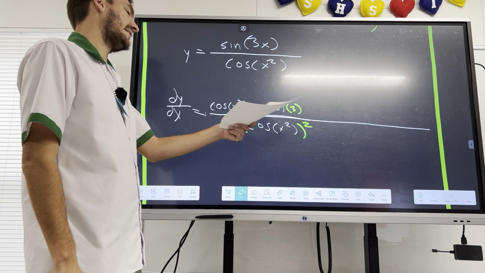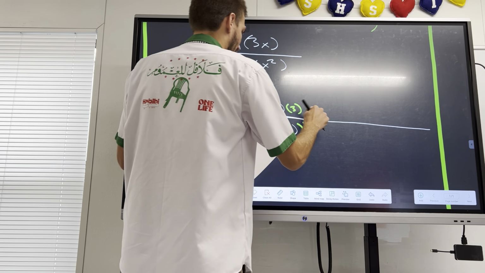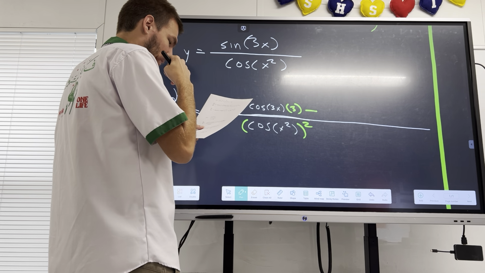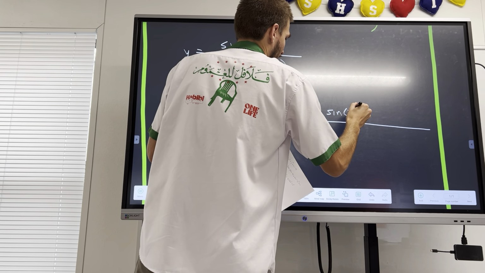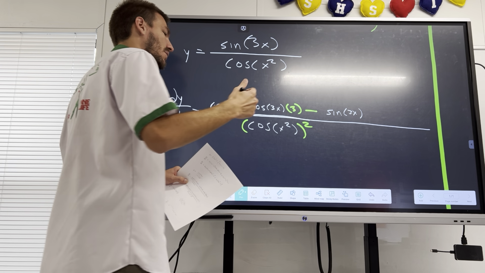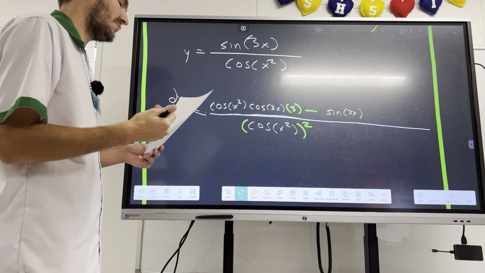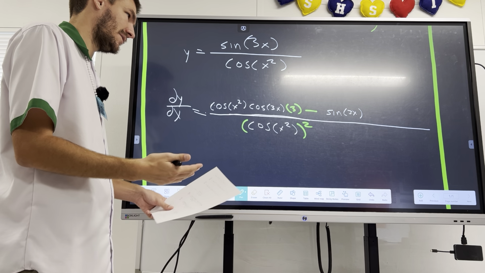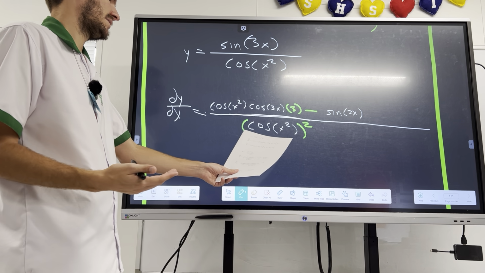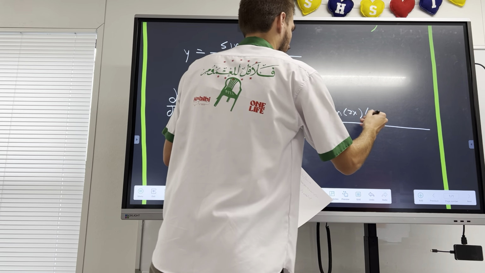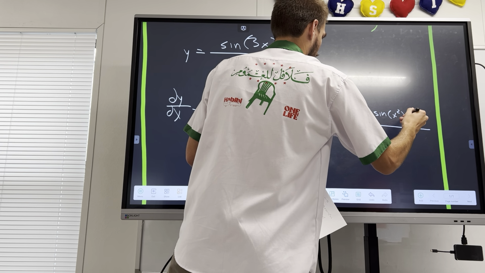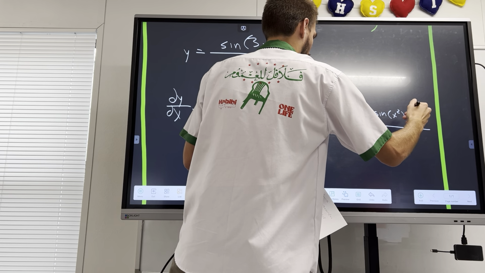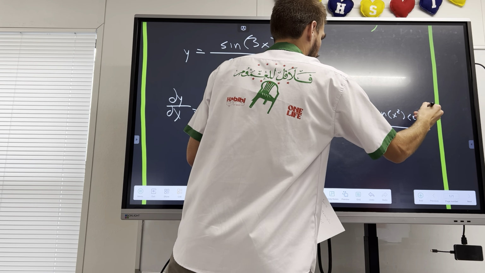Low, low, low, d high, looks good. Minus, again, lock in on that minus always. High, it's easy, sine of 3x. D low, and the derivative of the low function is going to be negative sine of x squared, also 2x.